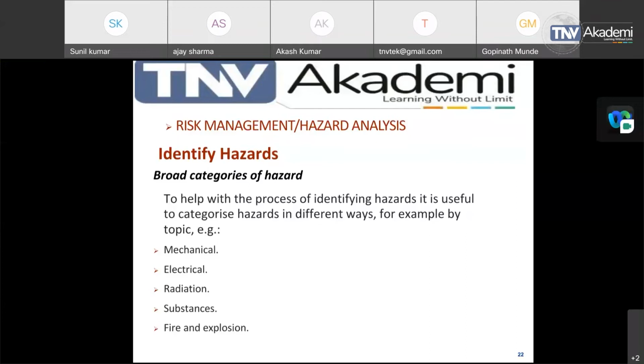The second one is electrical. In electrical, there are loose wires, loose plugs, so there is a safety risk involved. The third one is radiation. Radiation, if exposed in an open way, can affect the human body or human health. The fourth one is substances. There are different types of substances, and different types of hazard in those substances. Then fire and explosion are also risks to human health.